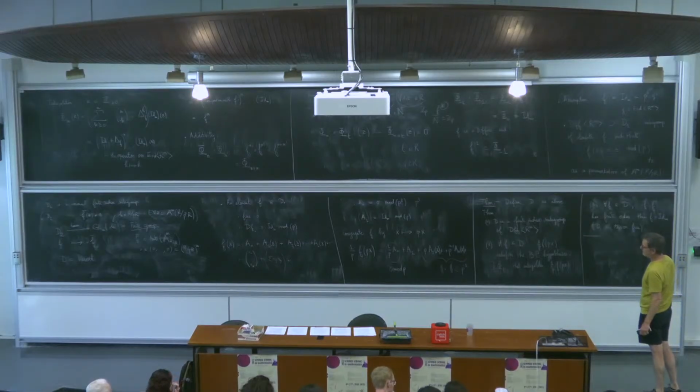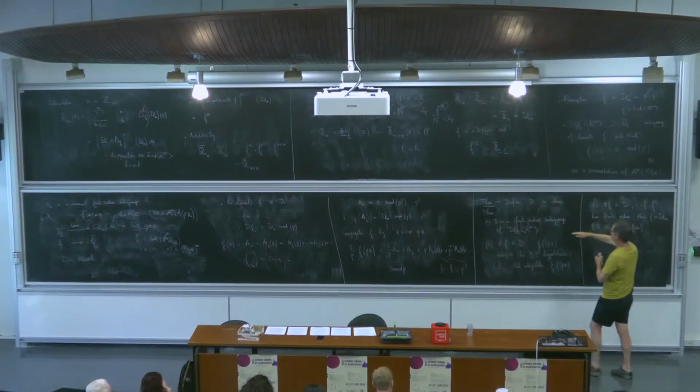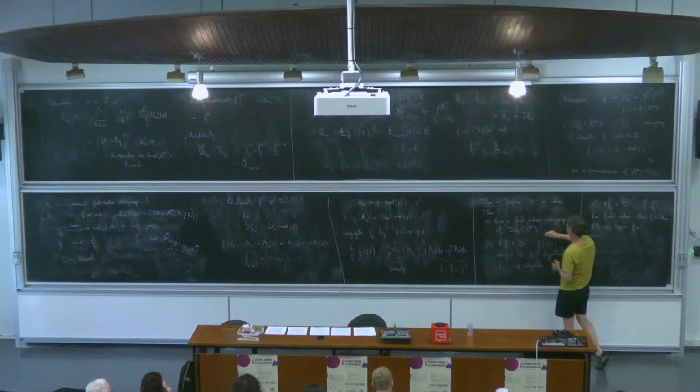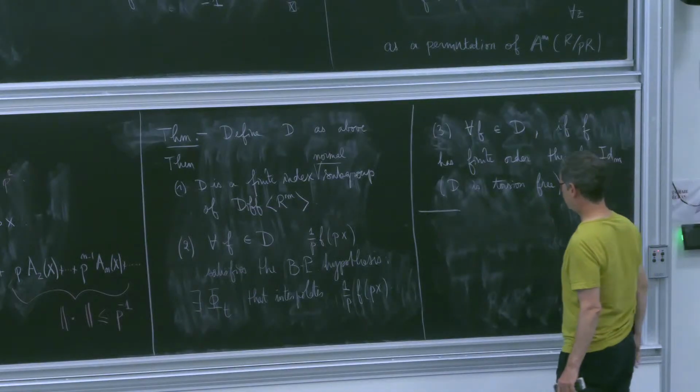But if you just ask that the origin is fixed, you are looking at a stabilizer of a point mod P. It's not a normal subgroup anymore. So if you want to put this finite index normal subgroup, if you want to put normal here, you need to put this. Okay. So why is it torsion free?